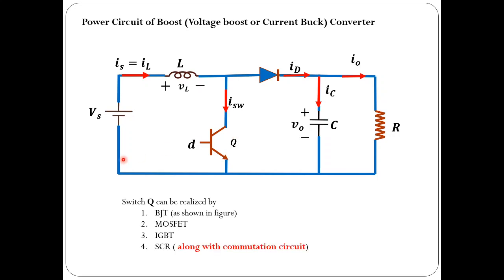Now switch Q can be realized using BJT, MOSFET, IGBT or SCR, but SCR along with a commutation circuit has to be used. So that is a disadvantage. We don't use it nowadays. In fact SCRs are replaced by transistors for realization of buck, boost or buck-boost converters. Okay, so in the next session we shall discuss the operation of the boost converter in continuous current mode.